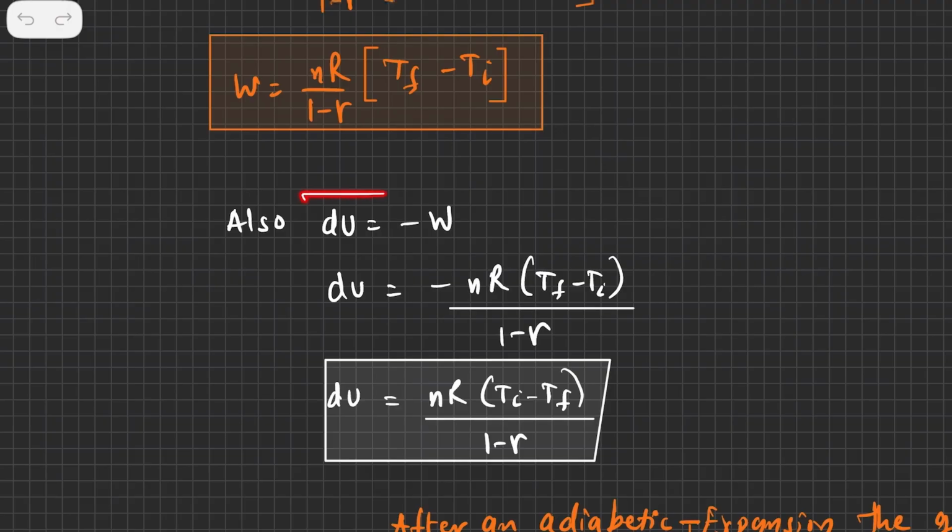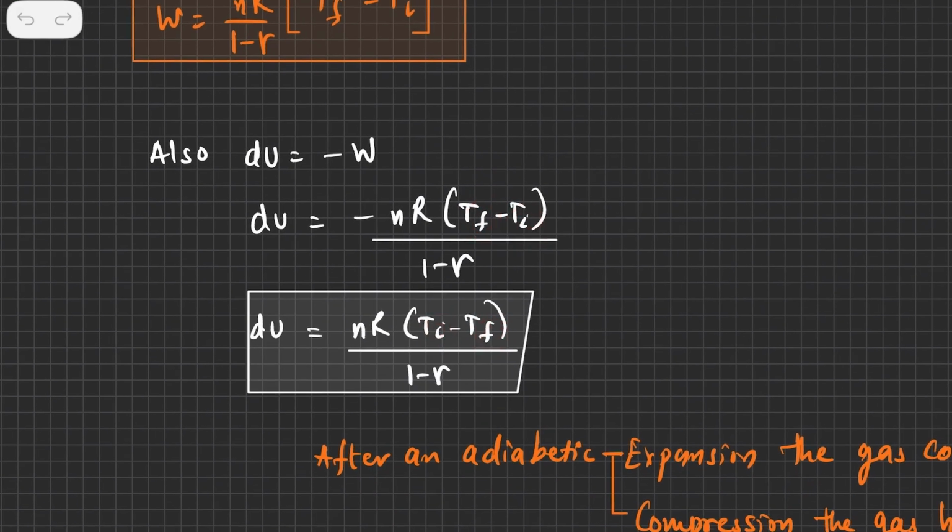Also, I have just mentioned this equation in my previous screen, or just at the beginning of the video, that is du is equal to minus w. So if I put the value of w, I'll get this particular equation. If I move this minus sign inside, ti, which is negative over here, will become positive, and tf, which is positive over here, will become negative. So that's why you see there is a minus sign here and there is no minus sign here. And the key difference is this is tf, this is ti, and this is ti, this is tf. So that's the main difference between that.